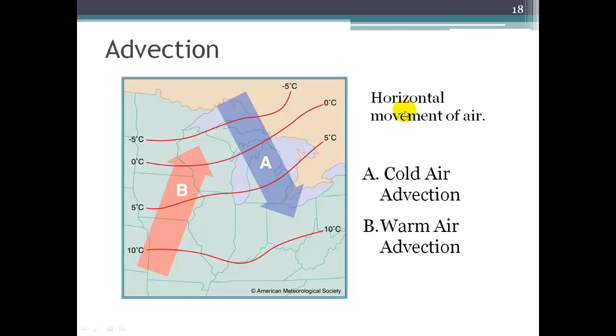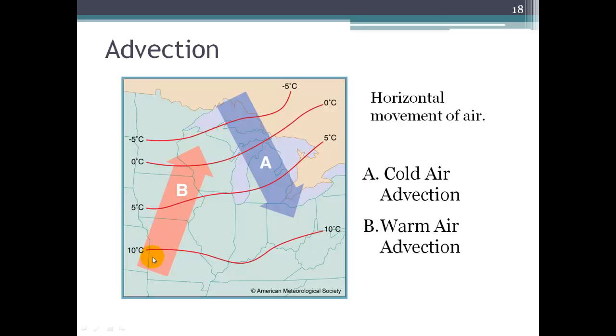Advection is the horizontal movement of air. Convection was the vertical movement. Advection is the horizontal movement. So again, we've got our temperature gradient, and we can have cold air advection, which means cold air blowing into where it's warmer, or warm air advection, air moving from warmer areas to cooler areas.